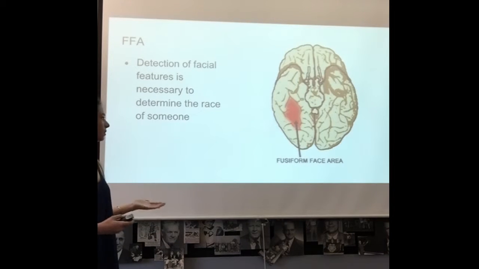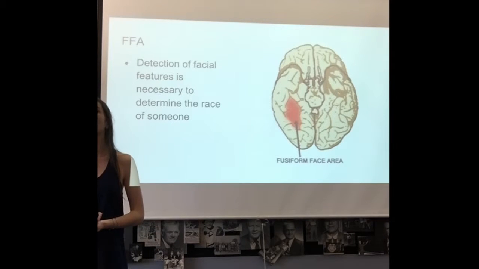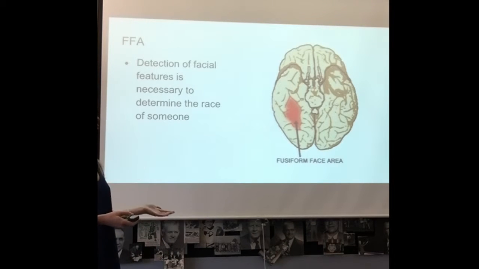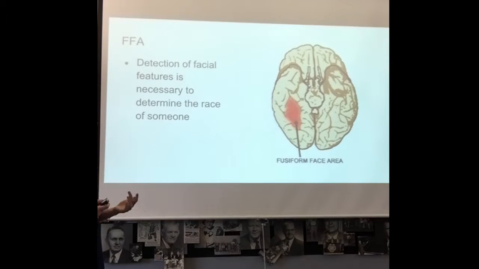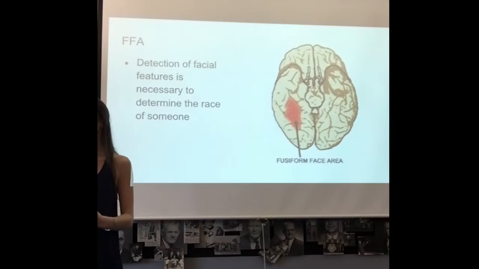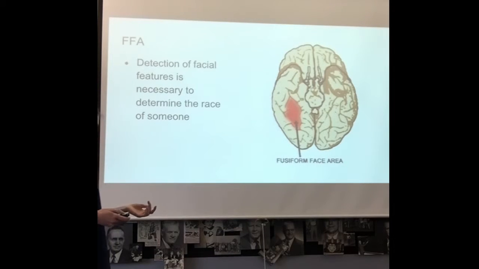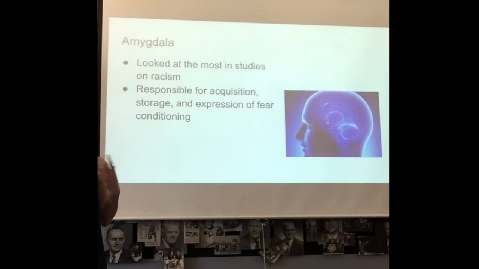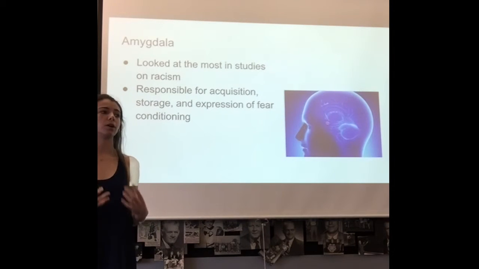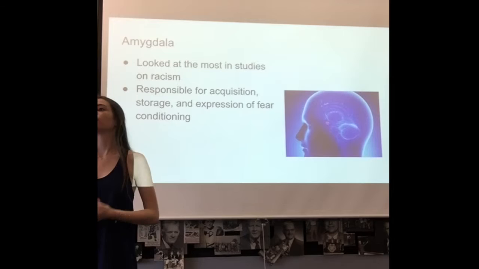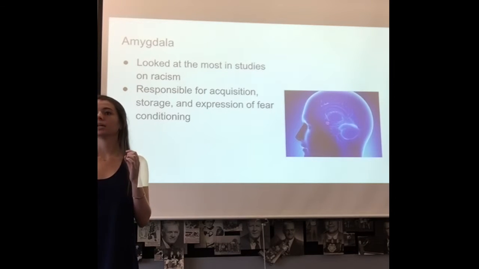The first was the FFA. The FFA is the most obvious of these four because it's responsible for facial recognition. What the FFA does is recognize facial features, and it signals when your brain is trying to process a face. The next region of the brain is the amygdala. The amygdala is responsible for fear and anxiety. When you're feeling scared or anxious, the amygdala is the part of your brain that's being signaled the most.